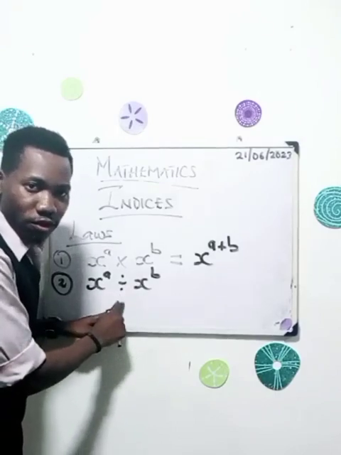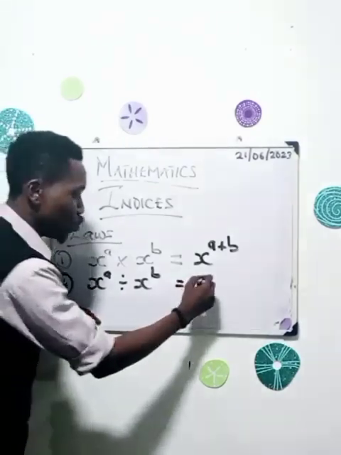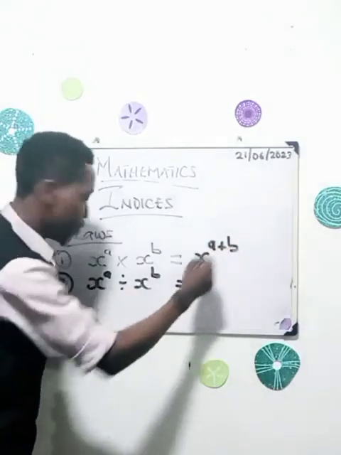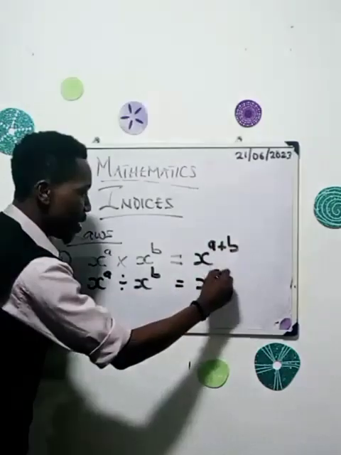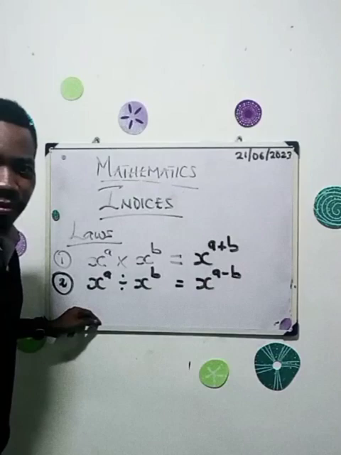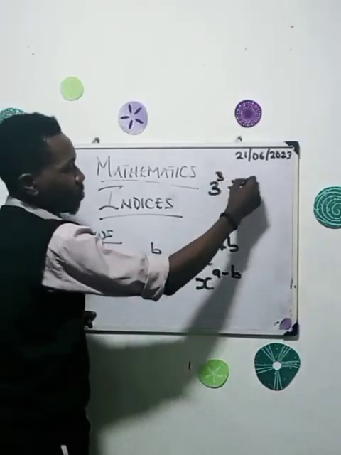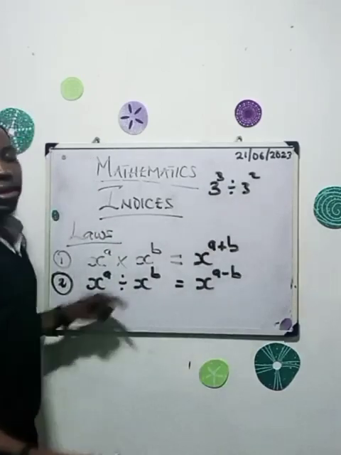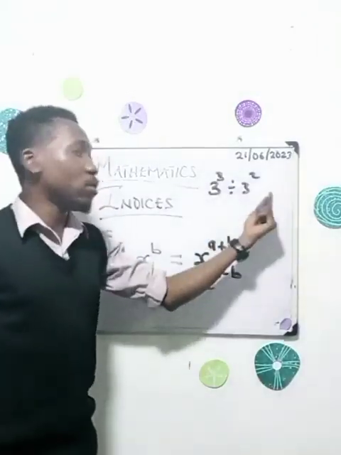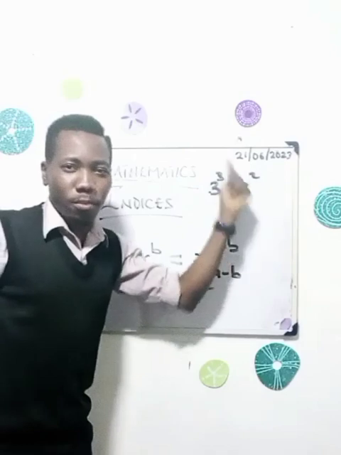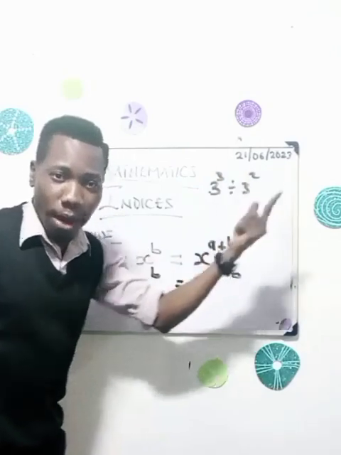But this time around you're having division. What will happen? You're going to subtract the power. So you're going to have x raised to the power a minus b. Let's see how that works. So let's say you have 3 raised to the power 3 divided by 3 raised to the power 2. By using the law, my answer here will be 3 raised to the power 3 minus 2, which is 3 raised to the power 1.